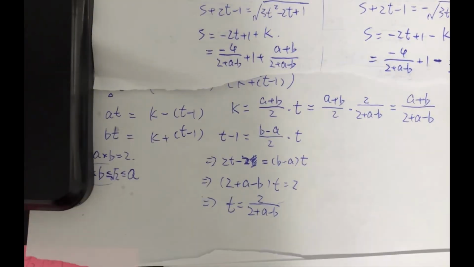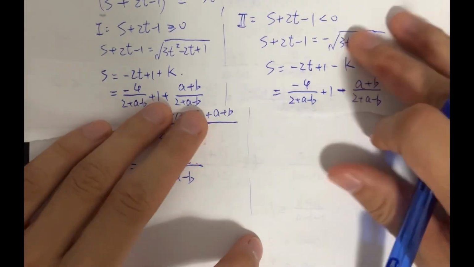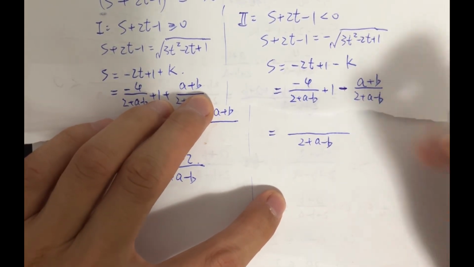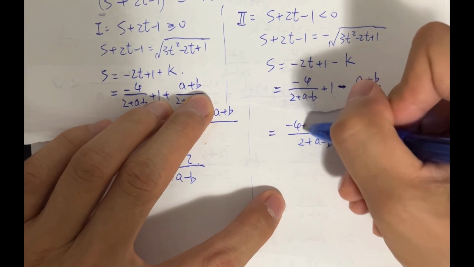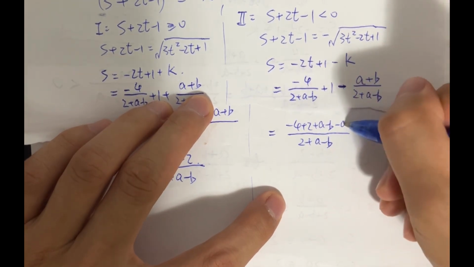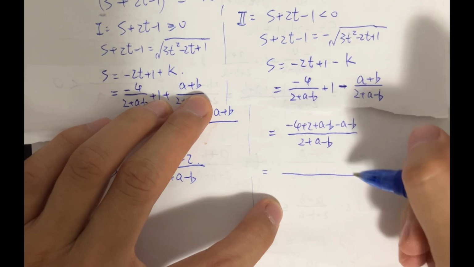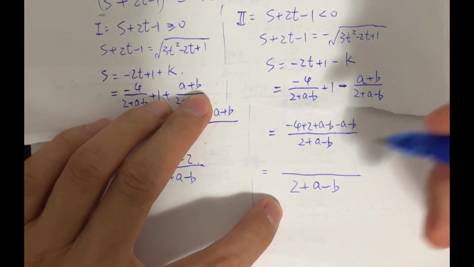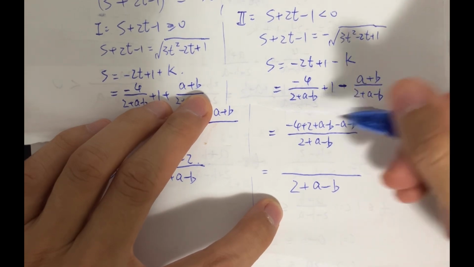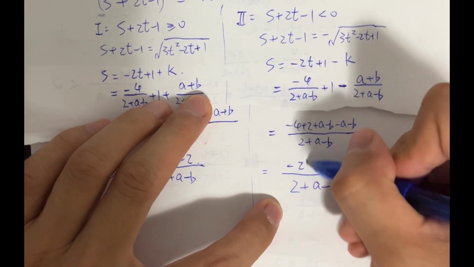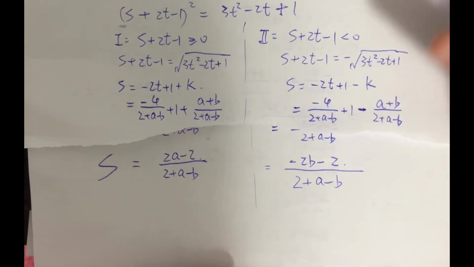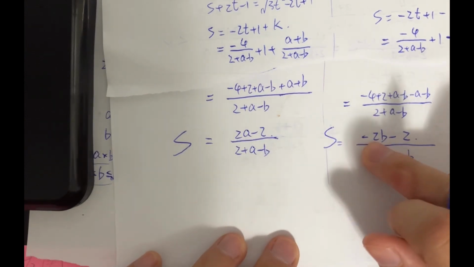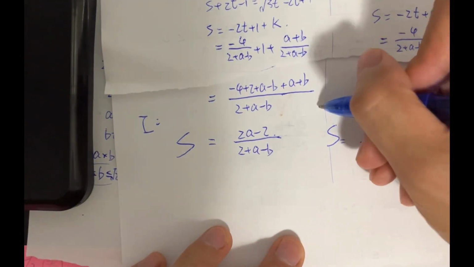Okay, now let's move on to the paper down here. It should be 2 plus a minus b, the common denominator, and then minus 4 plus 2 plus a minus b this time. And it leads to... a is gone, there's no a anymore, and there's a minus 2b, and it's a minus 2. Minus 2b minus 2. That's it. Okay. So, see. This is another s. This is s in case 2. Okay, this is a case 1 s, and this is a case 2 s.